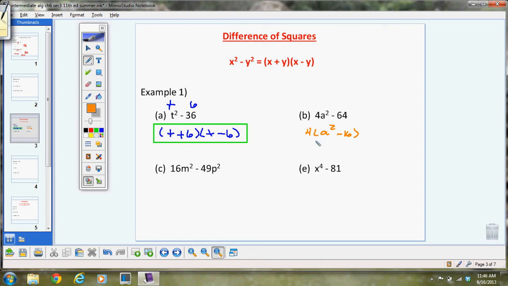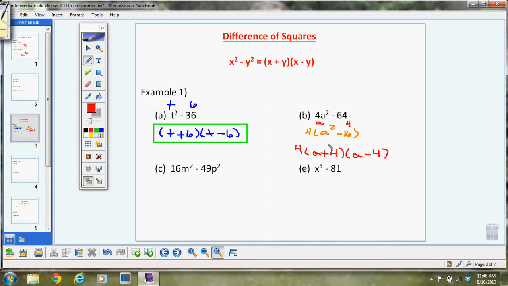Okay? Now we're not done. We need to check and see if this will factor. So I look at it and I see if they're perfect squares. On the first one, they squared an a. On this one, they squared a 4. So I'm going to put my 4 in the front, and then this will factor into a plus 4 times a minus 4.